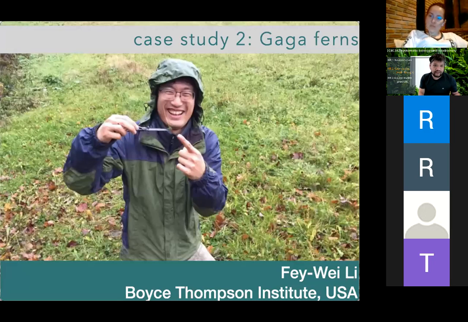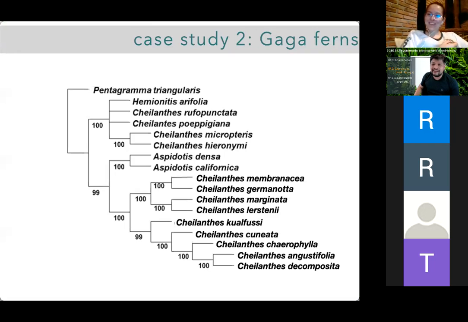And this guy, Fay-Wei Li, is now a lead investigator at Boyce Thompson Institute in New York, USA, and he's a funny guy. If you want to see how funny he is, you should follow his Twitter. It's just random stuff. Such a fun guy, and he's Canadian-born Chinese. Yeah, he's Canadian. Anyhow, he did a phylogeny of this group.